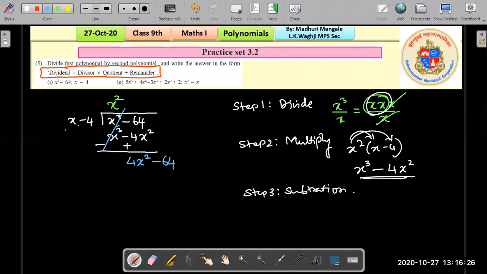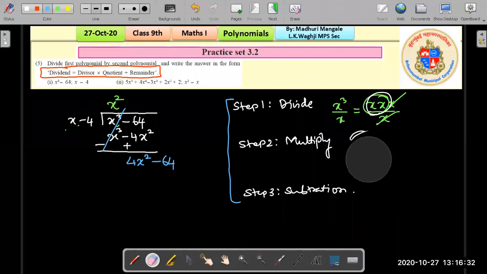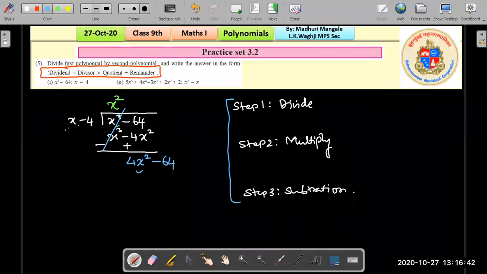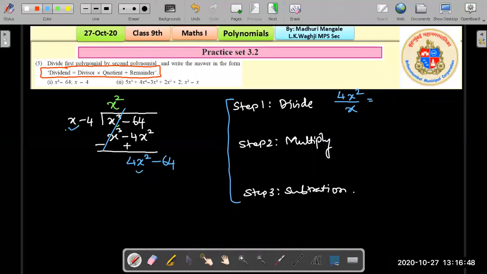Okay, and now we will repeat the process. Step 1, divide. What are we dividing? Divide the first term by the first term. What is the first term here? It is 4x squared, and the first term of the divisor is x. So we are dividing 4x squared by x. 4x squared can be written as 4x into x divided by x. X gets crossed out. We are left with just 4x.